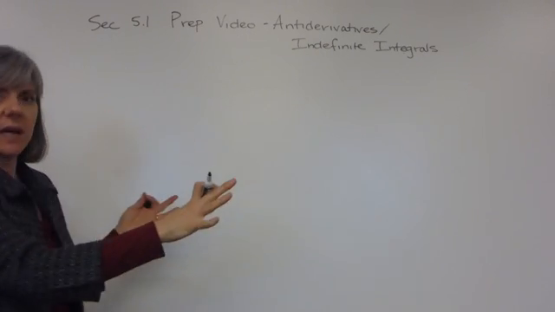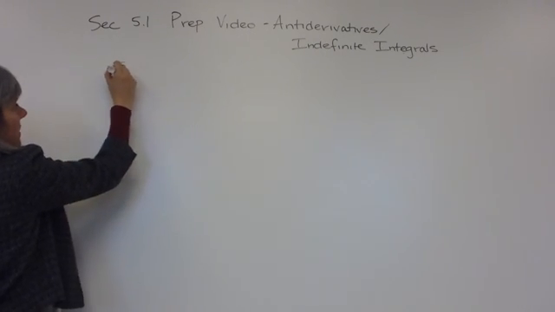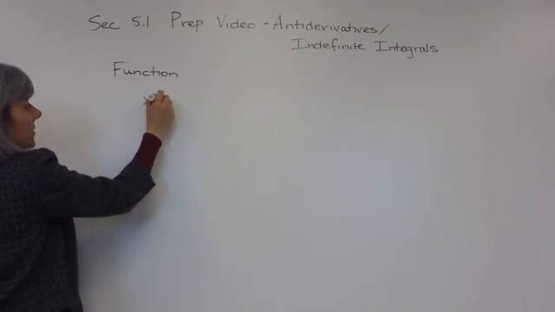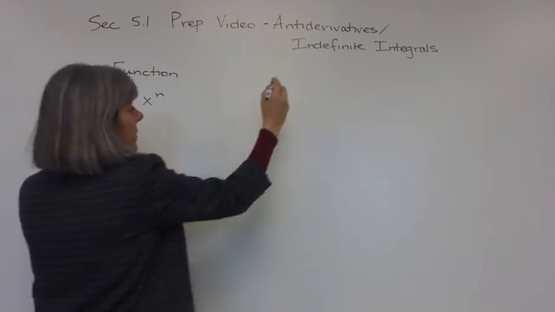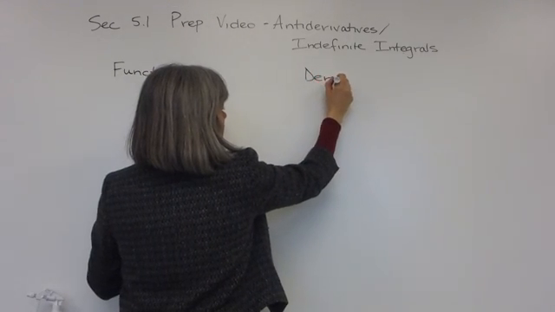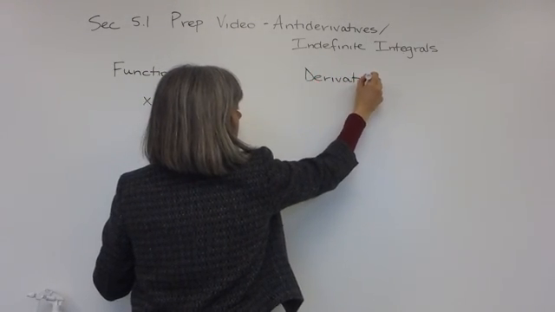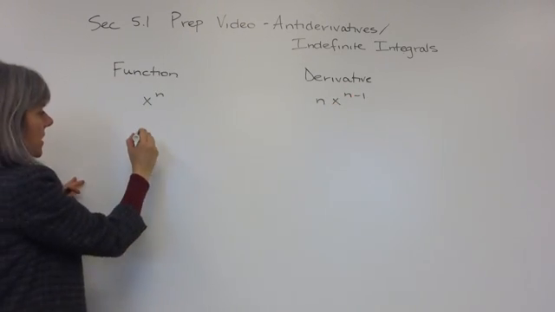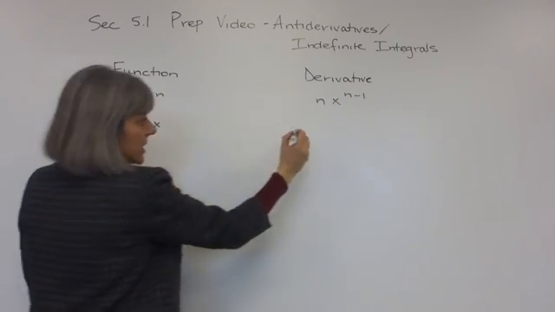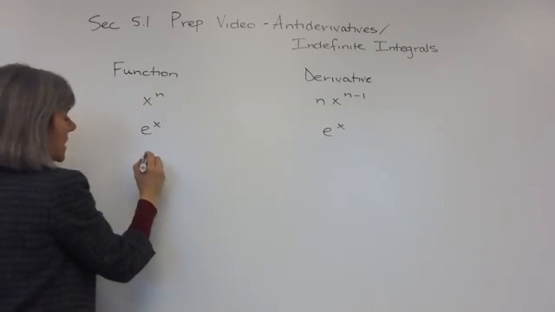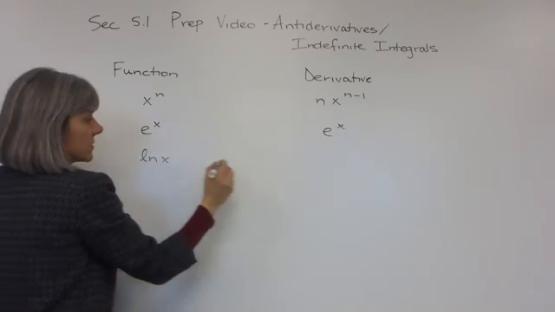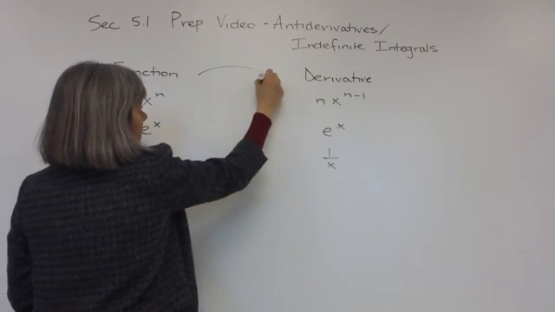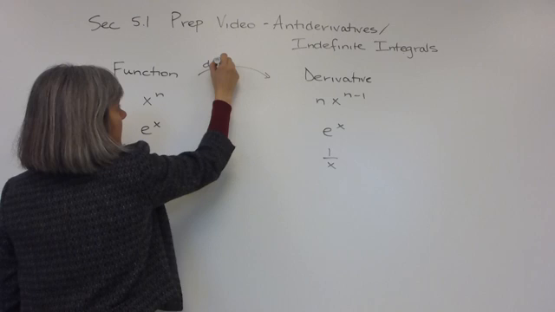So let's go ahead and map out the derivatives that we know. We know that if we start with a function that's a power, x to any number, we know its derivative rule, n x to the n minus 1. Okay, what else do we know? We know e to the x goes to e to the x, we love that. And we know that for ln x, the derivative is 1 over x. So in going this direction, we say that we are differentiating.